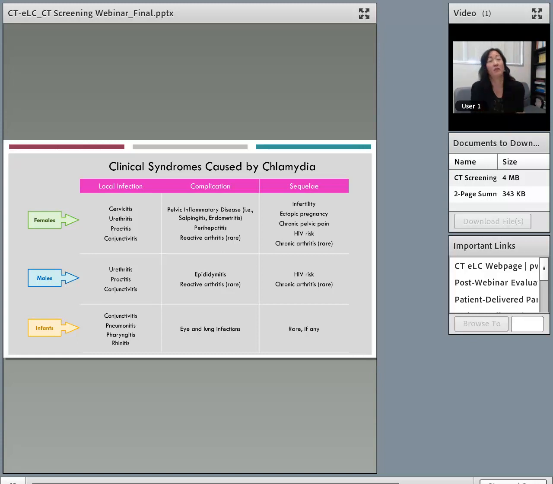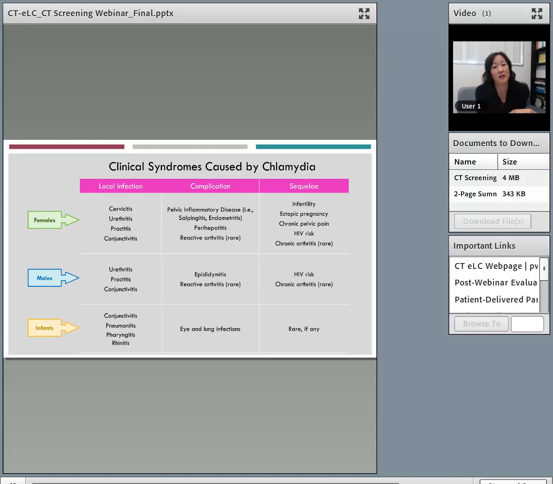If that's untreated, you can lead to complications such as pelvic inflammatory disease, and that can cause inflammation in the fallopian tubes, which is called salpingitis, or in the uterus itself, endometritis. And then you can actually get inflammation and even abscess formation around the liver, and you can also get a secondary kind of arthritis after having a chlamydia infection, which is called reactive arthritis. Pretty uncommon, but just something for folks to know about.